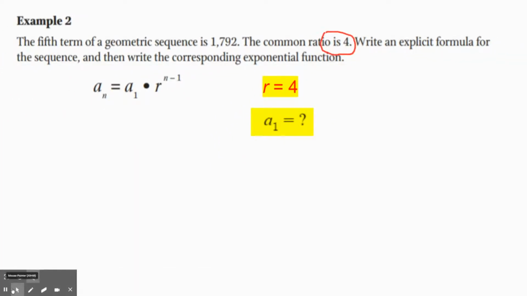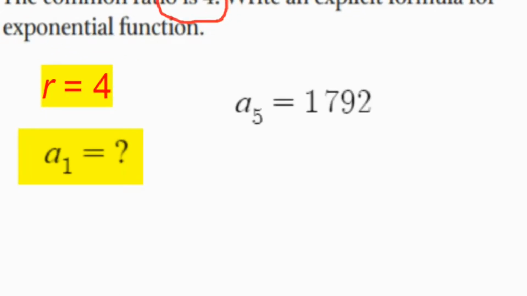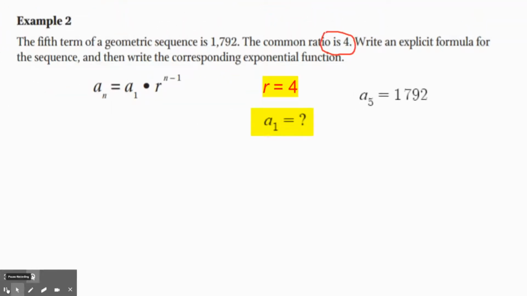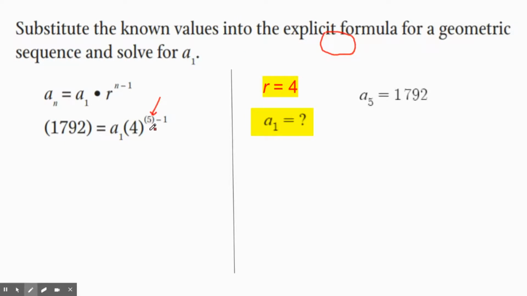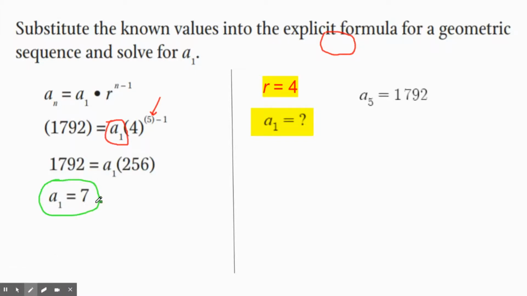What are we going to do? We don't have that first term to finish the explicit formula. We do have the fifth term. And so using the formula, we can actually set the formula equal to that 1,792. And because it's the fifth term, I will substitute 5 in for n. And then we can solve for the first term. And when we solve for a sub 1, or the first term, we get that first term is equal to 7.